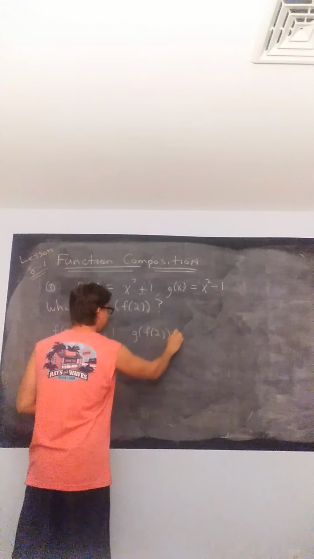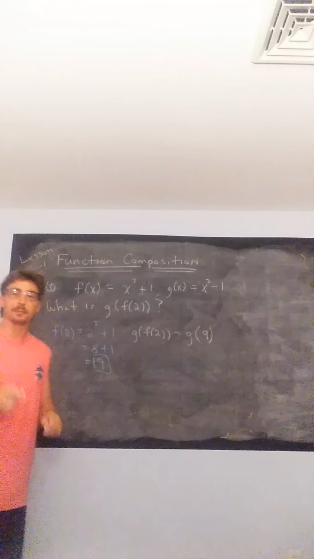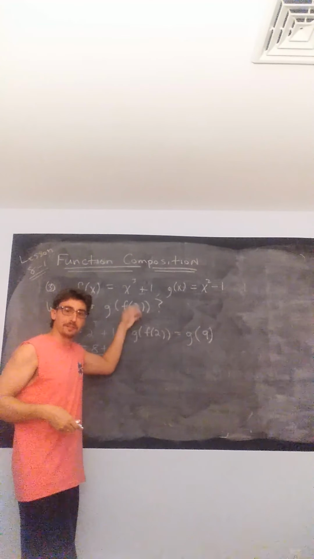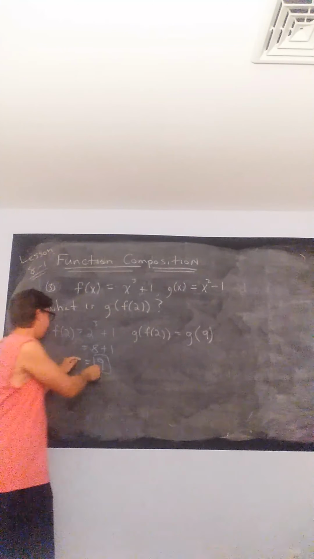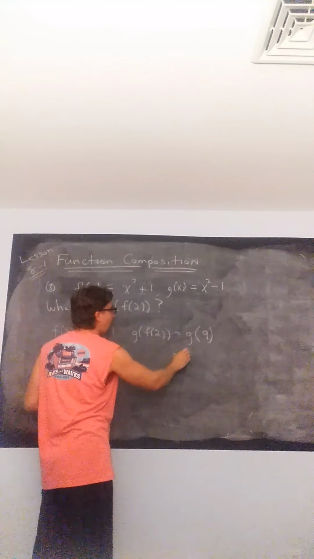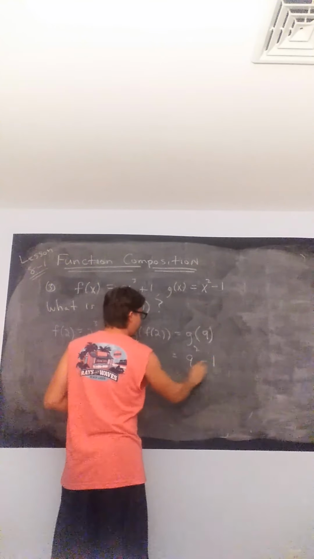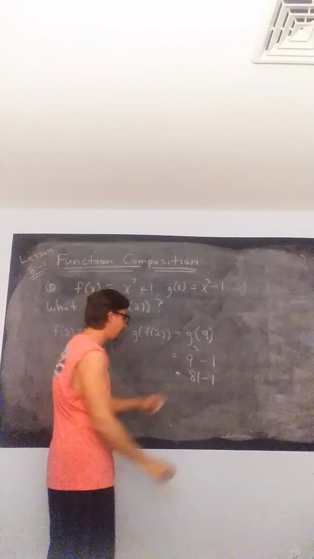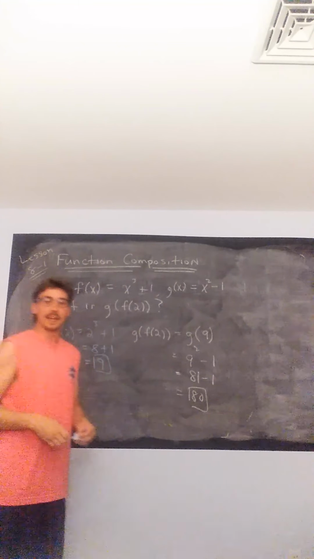So g of f of 2 is going to be g of 9. This actually is a little bit easier when I ask you for a specific x value like this number 2. So g of f of 2 we found to be 9. G of 9, what is that? Well, we just go into the g function and figure that out. That's 9 squared minus 1. 9 squared is 81. Take away 1 is 80. So the answer here is 80.